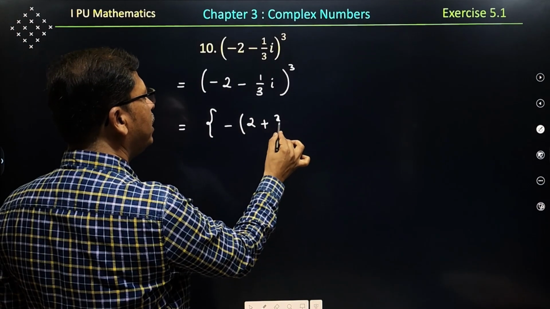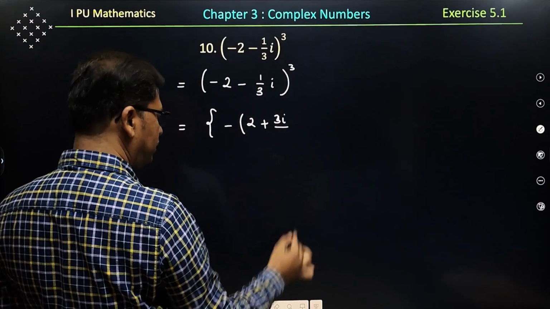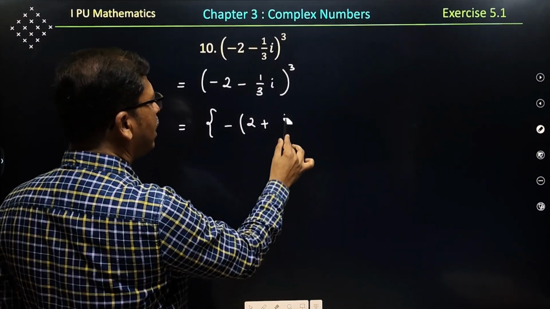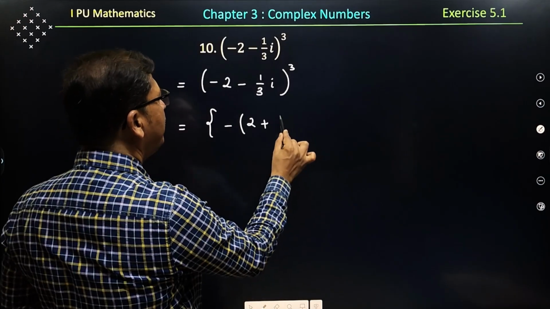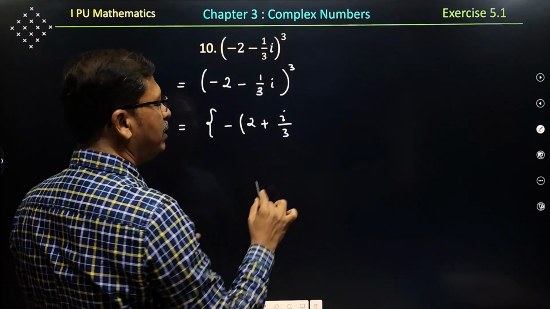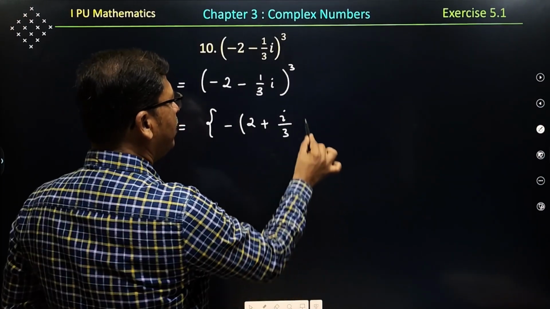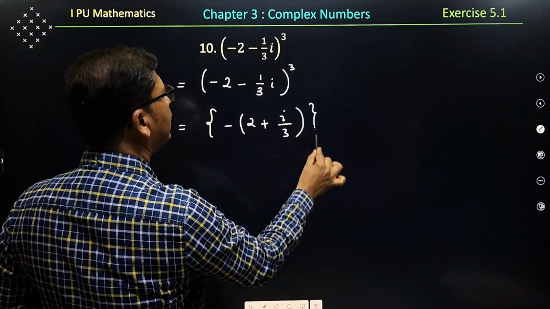1 by 3i, you write it as i by 3, so there is no confusion. Instead of 1 by 3i, you write i by 3 like this. i by 3 and 1 upon 3i are both the same. Raise it to the power 3 here.